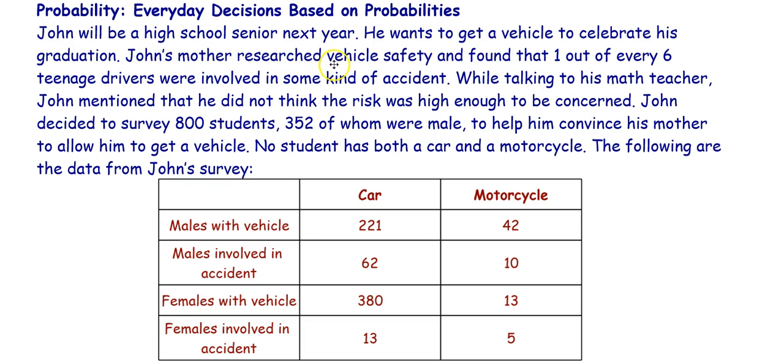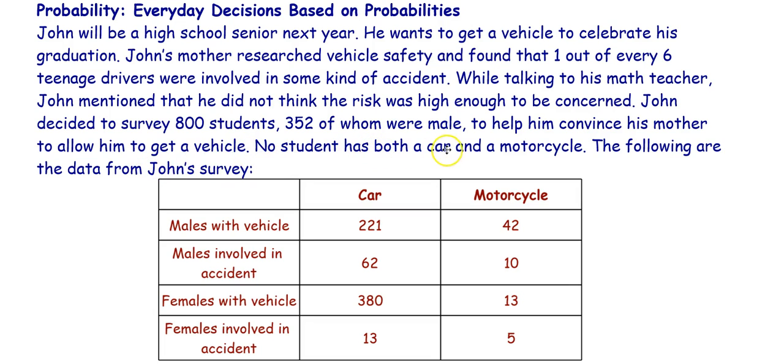John's mother researched vehicle safety and found that 1 out of every 6 teenage drivers were involved in some kind of accident. While talking to his math teacher, John mentioned that he did not think the risk was high enough to be concerned. John decided to survey 800 students, 352 of whom were male, to help him convince his mother to allow him to get a vehicle.